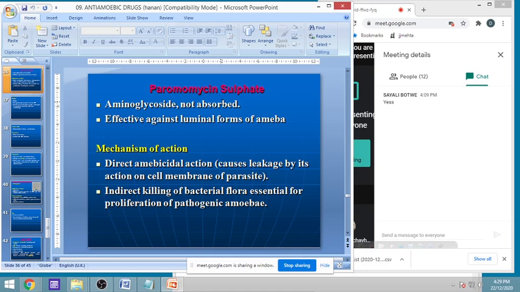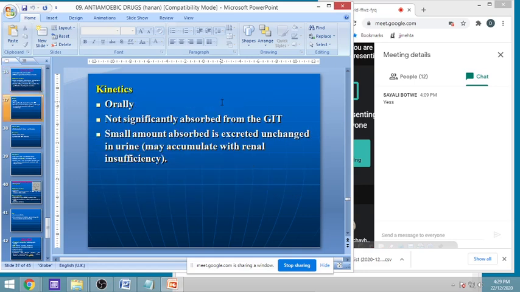Mechanism is it has got direct amoebicidal action. It causes leakage by its action on the cell membrane of the parasite. It causes indirect killing of bacterial flora, essential for proliferation of pathogenic amoeba. So no bacterial flora, therefore this amoeba will not be able to thrive on that.